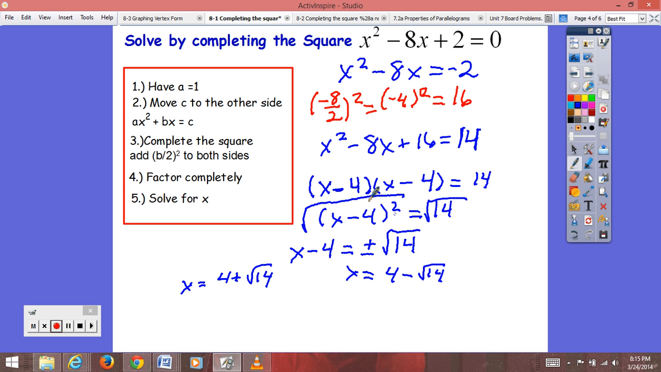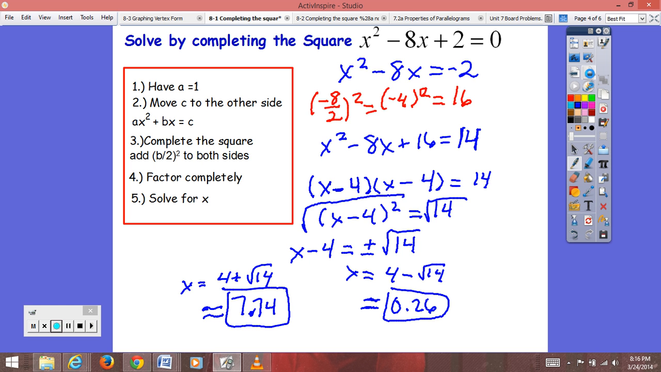So if we take square root of 14 and add 4, you're going to get about 7.74 if we round it off to 2 decimal points. And if we take 4 minus the square root of 14, we're going to get approximately 0.26. So those are our two values of x.